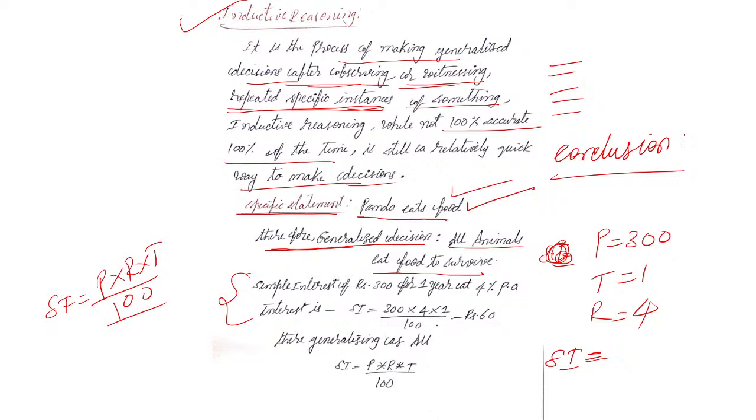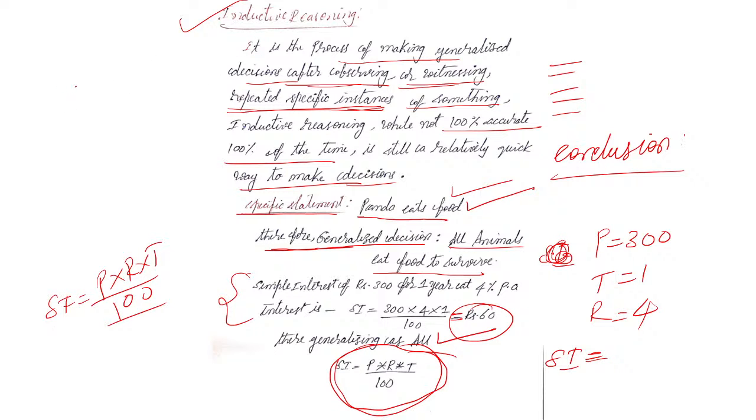Finally, we conclude that this formula is right. We can find simple interest by using this formula. Here we got simple interest 60. It is right. Like that, we do so many observations, and finally we give a conclusion. That is called inductive reasoning. Okay, I hope this is clear.